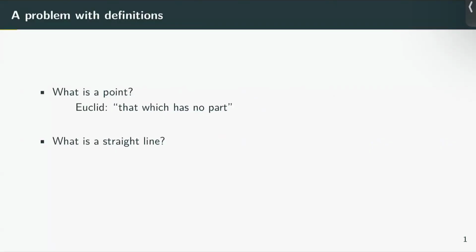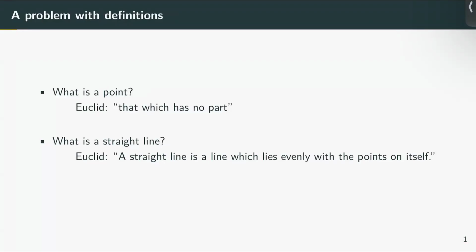Now I'm going to tell you what Euclid had to say. So Euclid defines a point as that which has no part. To be honest, I find that a little bit hard to work with, but I think it catches the intuition that we have that a point is just a dot. It has no substance to it other than its location. It doesn't have any thickness, it doesn't have any width, it has no part. Okay, what is a straight line?